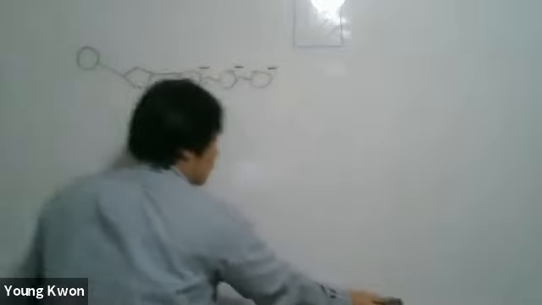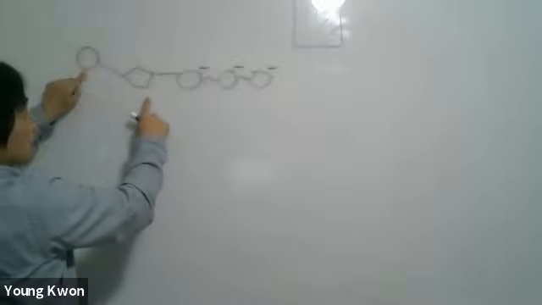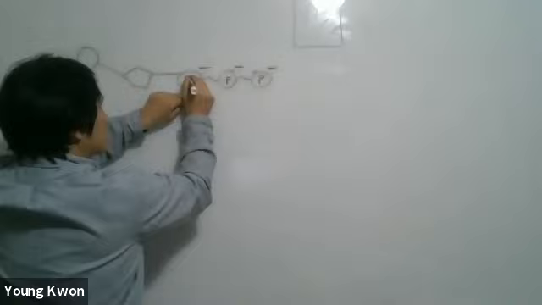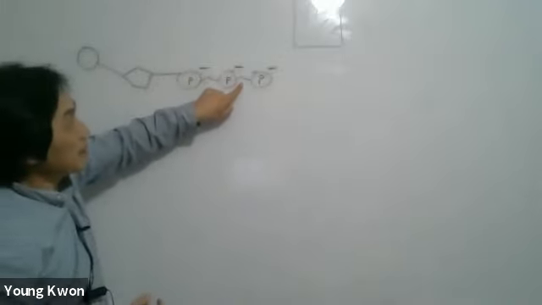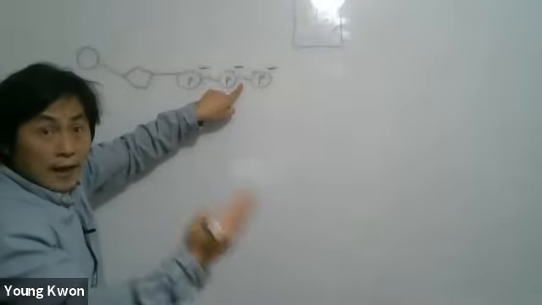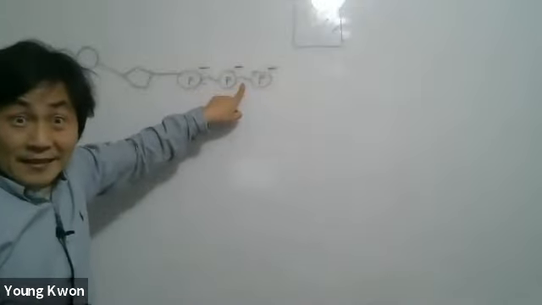Again, adenine, ribose, adenosine, three phosphate groups. Each one has three phosphate groups, so it has energy. Whenever we need cell work, we need energy, we must break down this bond.